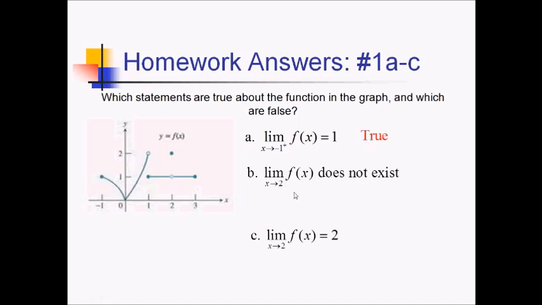For the next one, limit as x approaches 2 of f of x does not exist, so let's take a look at the x value 2. Now, as we approach the x value 2 from both the left and the right side, we're heading toward the same number, 1 specifically for the y value. So because the left and the right agree, we would say that this limit does exist. In fact, it's 1 for the limit for this. So the statement that it does not exist is false.